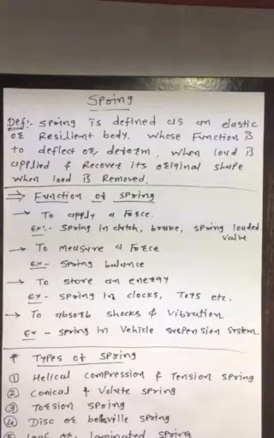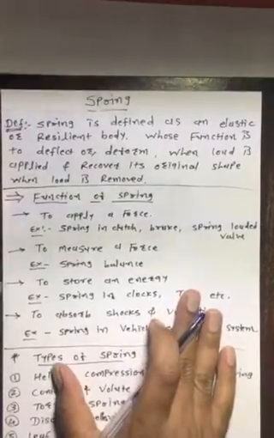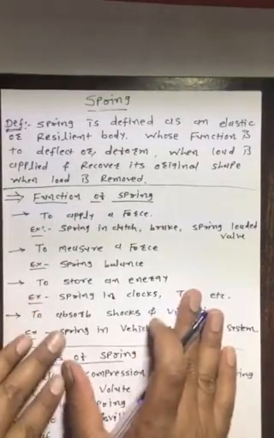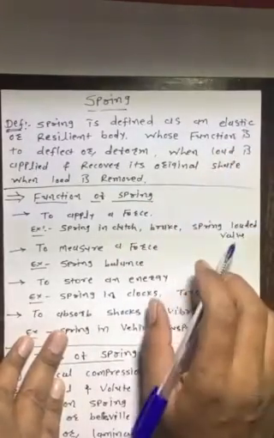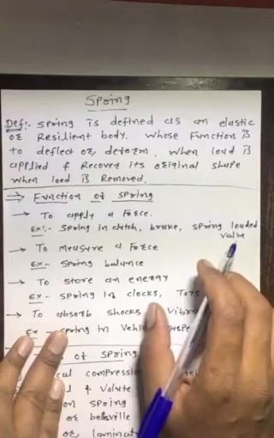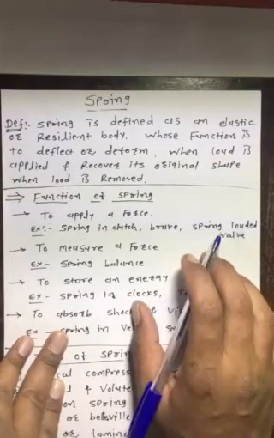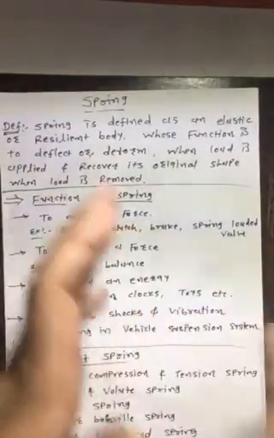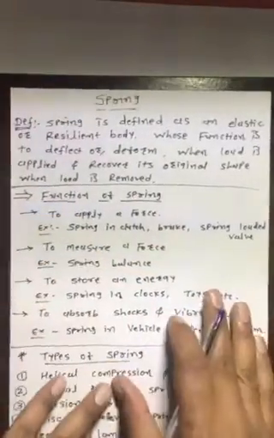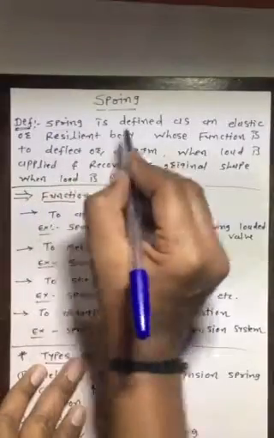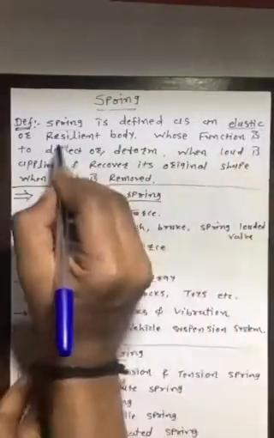Hello friends, in this video we will see the definition of the spring, and also the function and types of the spring. First we start with the definition of the spring. Spring is defined as an elastic or resilient body whose function is to deflect or deform when the load is applied and recover its original shape when the load is removed.